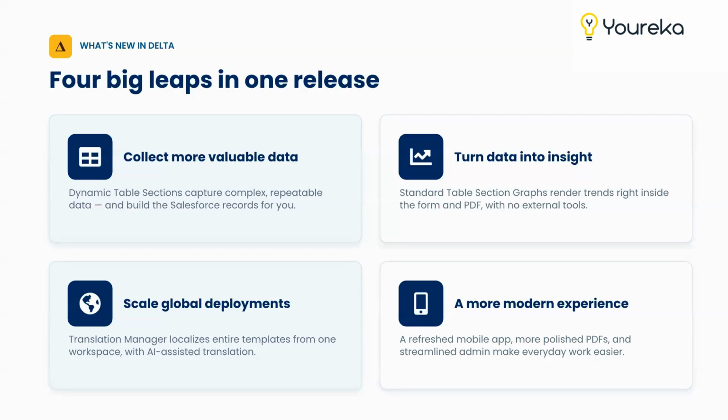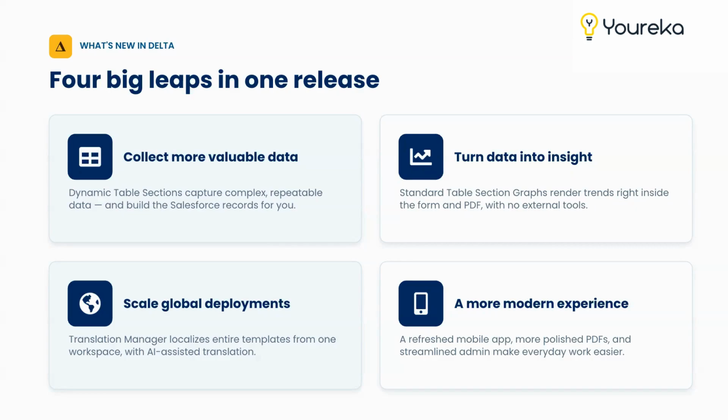First, dynamic table sections help teams capture more complex, repeatable data in a structured way. This is especially valuable for inspections, testing, inventory, assets, and other field workflows where one visit may involve many related data points. Second, standard table section graphs help turn captured data into immediate insight. Instead of exporting data into another tool, teams can see trends directly inside the form and in the final PDF output.